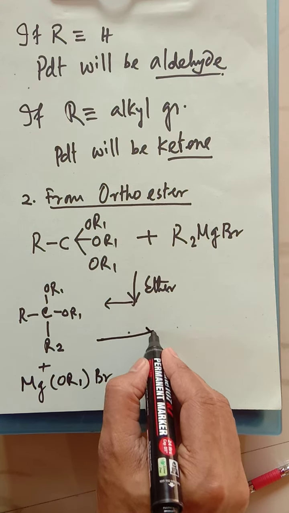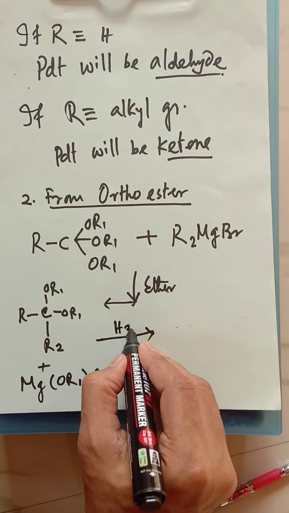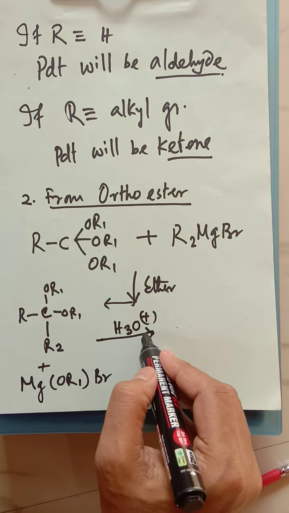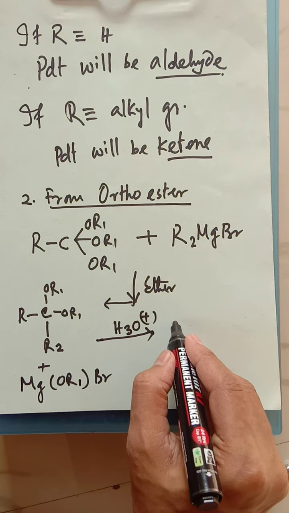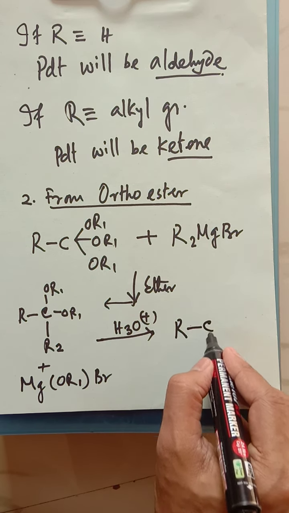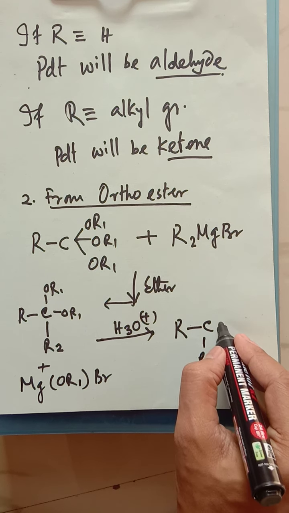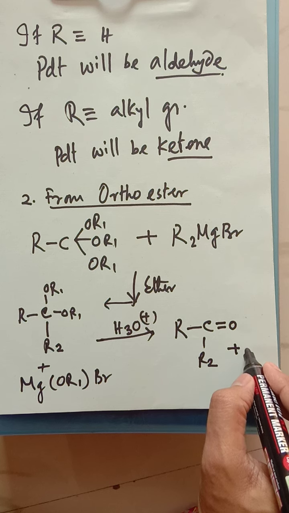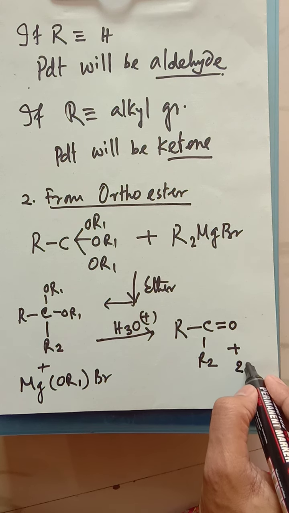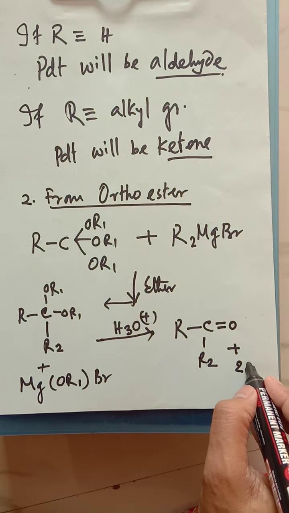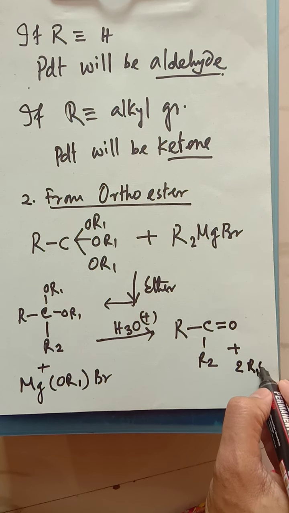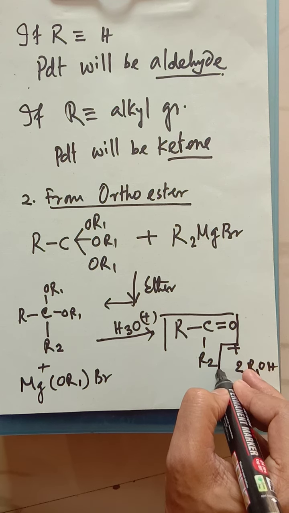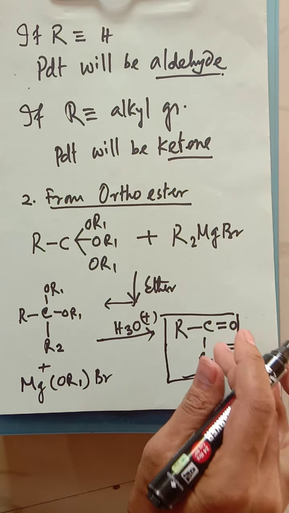And finally, after acid hydrolysis, H3O plus, or H plus or H2O, it can be written this way also. Ultimately the product will be R C R2 with double bond O, plus 2 R1OH. This is the side product. We are mainly interested in this one. So this is the carbonyl compound.